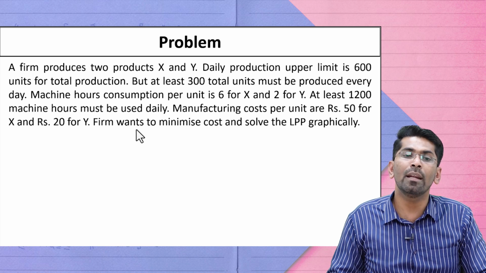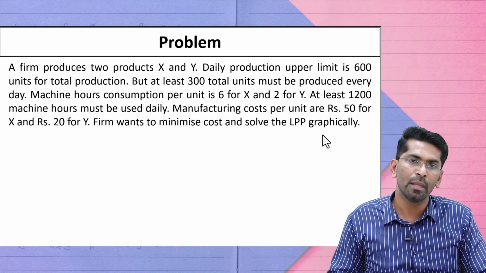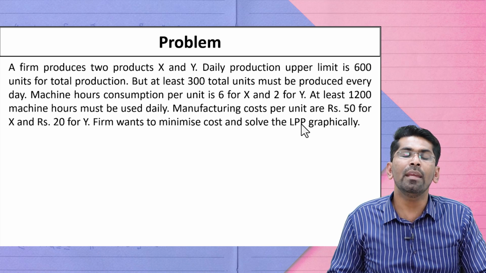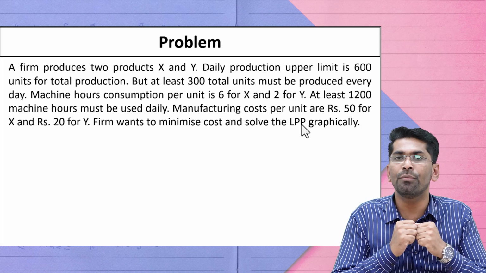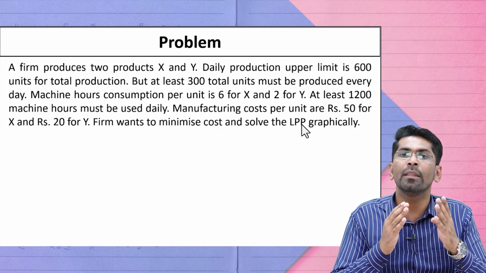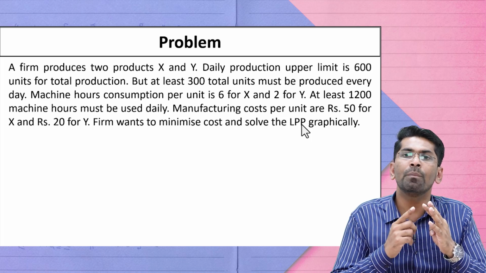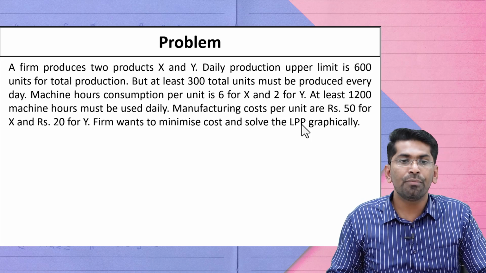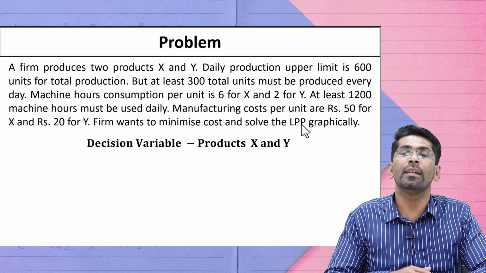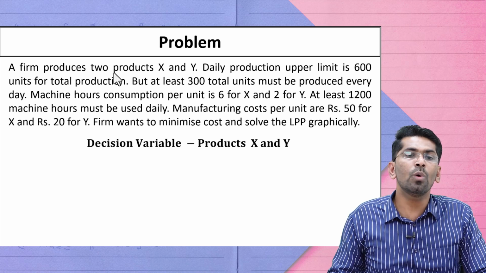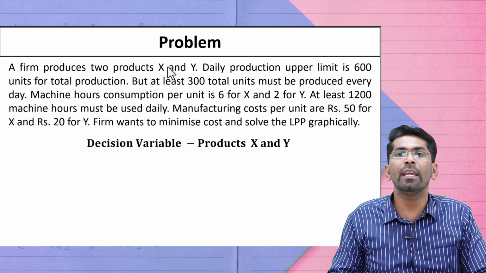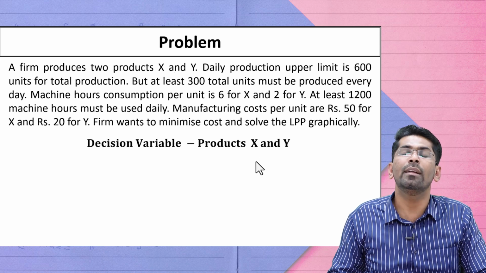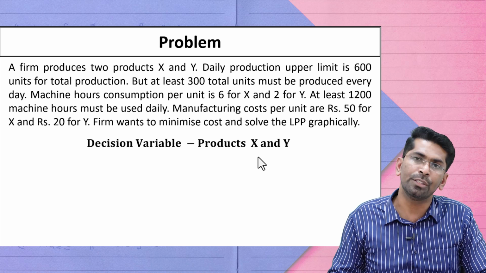Here our problem is that the firm wants to minimize the cost, and we solve the linear programming problem graphically. From the given information, many details are given, and out of that we have to capture all this information, especially the objective and at the same time the various constraints. The first thing we are going to identify is the decision variables. We have two commodities being produced, so commodity X and commodity Y will become our decision variables. So X and Y are the decision variables.